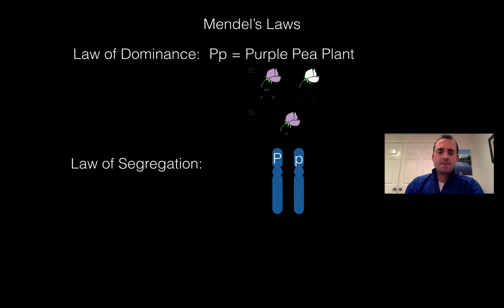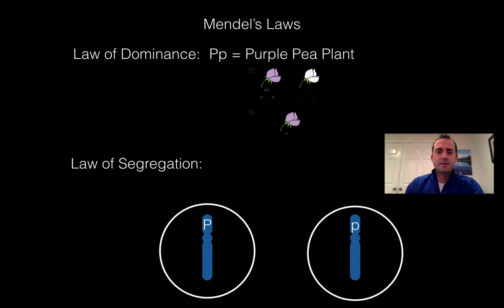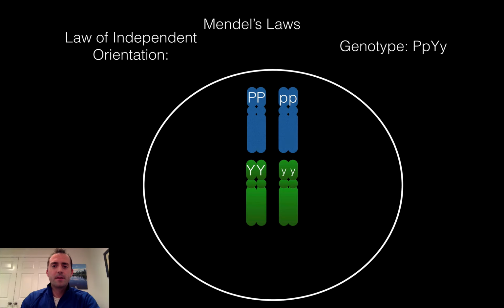The second law, the law of segregation, told us that when parents pass on their genes to their offspring, they don't pass on both alleles, both copies of those genes to their kids. Those genes, those chromosomes, go through meiosis and get segregated or separated into individual gametes, which means parents can only pass one or the other allele, never both. Now Mendel's third law is called the law of independent orientation, or law of independent assortment, and this deals with two or more genes found on different chromosomes.